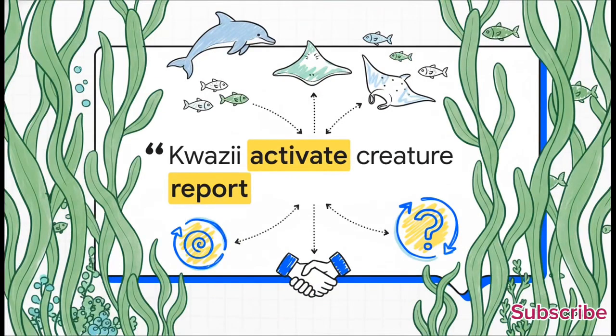And with that, we close the loop exactly where we started, wrapping up our briefing with that initial command. Kwazii, activate creature report. We've analyzed the data, we've seen these massive towering trees of the sea, the structural hazards that lock down movement, the hidden nurseries, and of course the absolute necessity of teamwork.